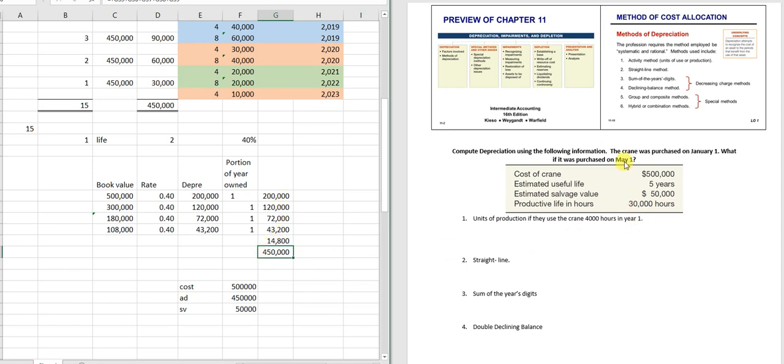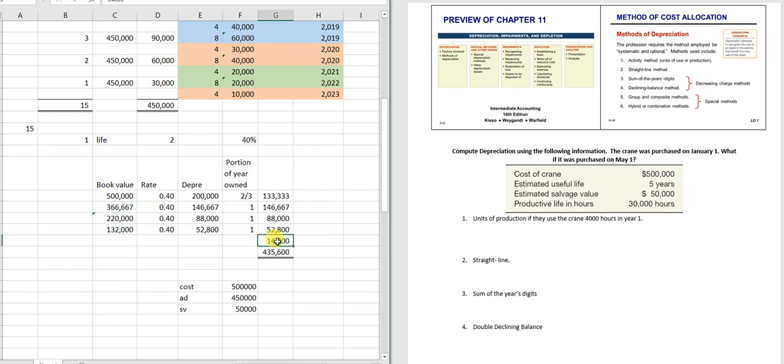So what happens if I purchase it on May 1st? Well, if I purchased it on May 1st, I need to take the $200,000 times 8/12, okay? So in year one, I'll take 133,333, but notice that my book value is the 500,000 minus accumulated, which is now different than it was. So I have a different book value times 40%, and I owned it for 12 months in year two, so I don't have to change that formula.